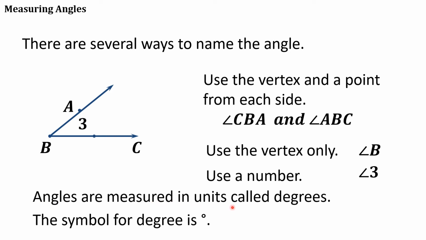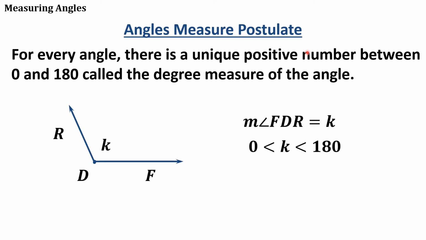Angles are measured in units called degrees, and the symbol for degree is that little circle at the top right of a number. So the angle measure postulate says that for every angle, there's a unique positive number between 0 and 180, called the degree measure of an angle. And that just means if I have two rays, 1 and 2, the angle that forms between them is going to be more than 0, or just between 0 and 180.